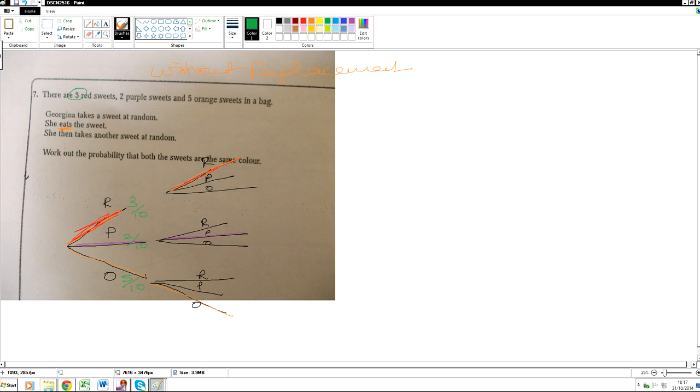Can we see that green? Is that coming up on the screen? Can you see it, Mr. Hassan? It was a bit light. Shall I go over it in a different colour? It's a bit light. I'll go over it in black. Can we see that now better? Yeah. 3 out of 10, 2 out of 10, and 5 out of 10.